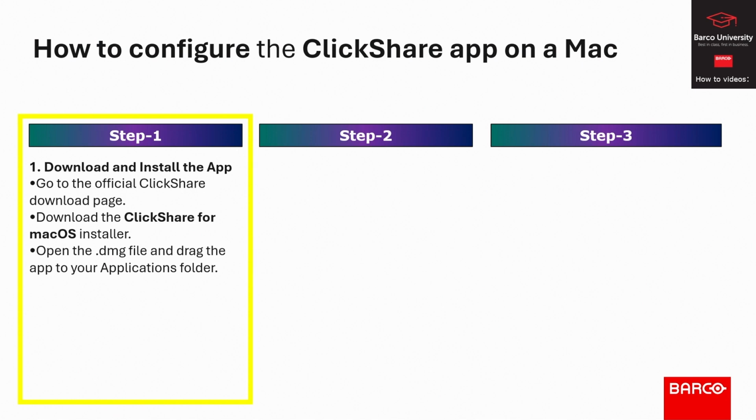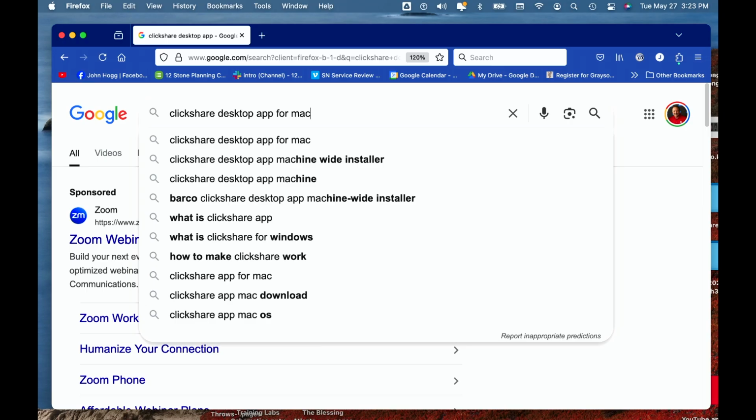So the first step, we're going to download and install the app by going to the official ClickShare download page. We'll download the ClickShare for macOS installer. Then we'll open the DMG file and drag the app into our applications folder. Now we're going to go and find the ClickShare desktop app for Mac.